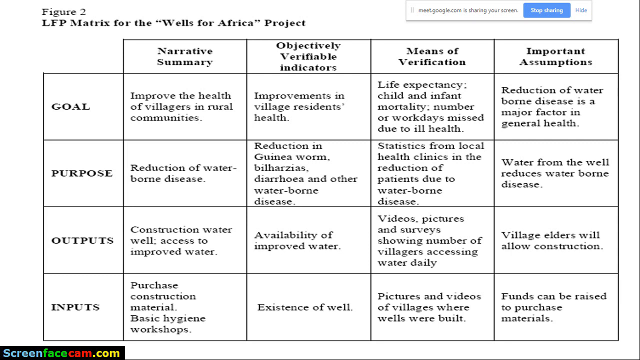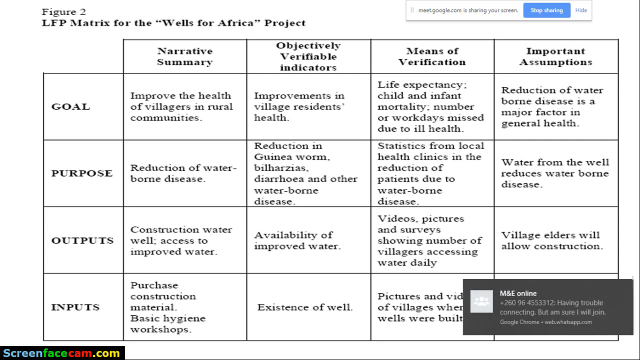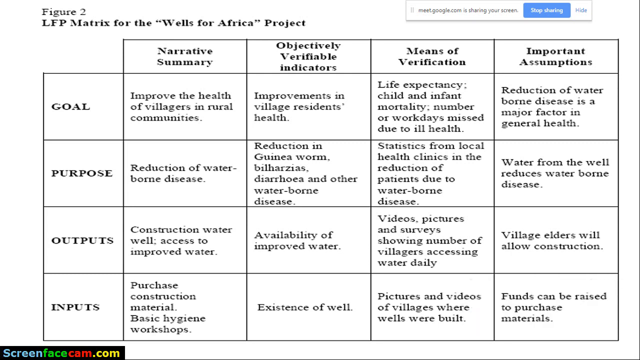If purchasing construction material costs you $1.7 million, then you have to put $1.7 million USD. You don't have to show the breakdown. No, just put in the exact amount, not the breakdown. The breakdown will come in your work plan, where you are going to describe everything in detail.